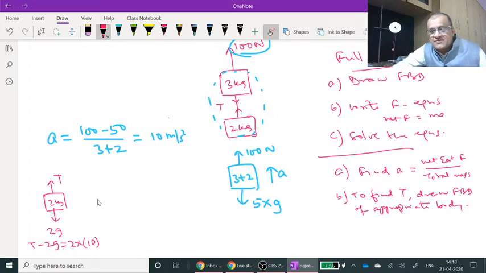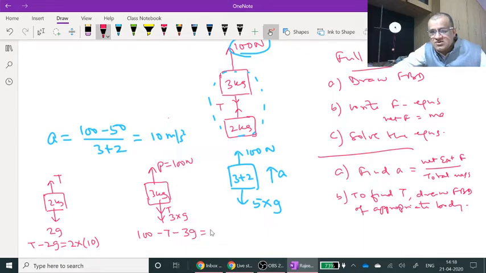But if you draw the free body diagram of 3 kg, then you have P equal to 100 newtons here, and here you have T and you have 3 into g. And the equation is 100 minus T minus 3 into g is equal to 3 into A. Now you solve these two and see which one is giving you the correct answer. If both of them are giving the same answer, then Rudra, Monia, you are right. Otherwise, everybody else is right.